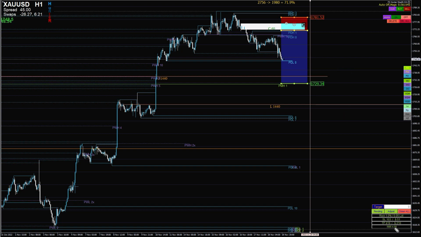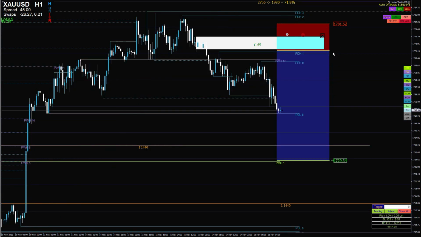Look at this, 4R, right? I mean, if you're risking $50 in here, you will get $200 for this move, right? It's nice. So this is, in my opinion, the play on the gold. And right now we are going to look at the Bitcoin.